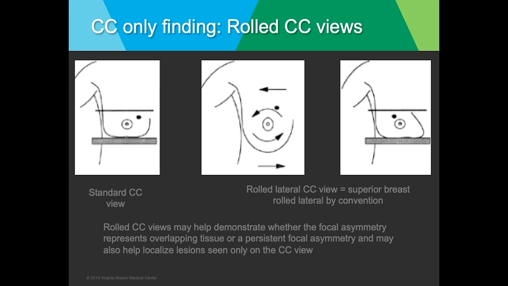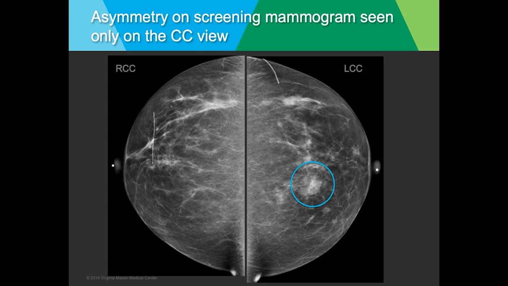Not only can the rolled CC views help localize a lesion as in the superior or inferior quadrant of the breast, it can also help determine if a lesion is in fact real. For example, if a lesion does not persist on the rolled CC views, it was likely superimposition. Moving on to an example, this is an asymmetry seen on a screening mammogram only in the CC view, just medial to the nipple on the left breast.